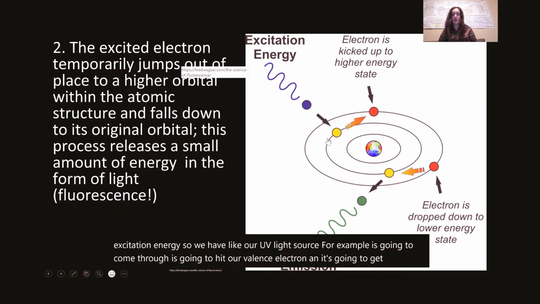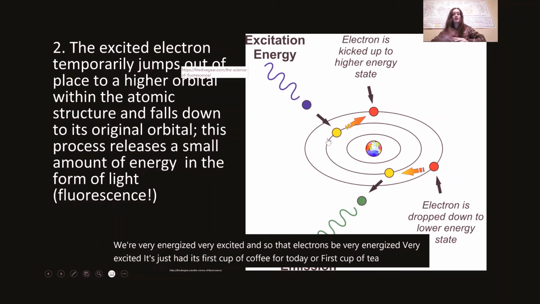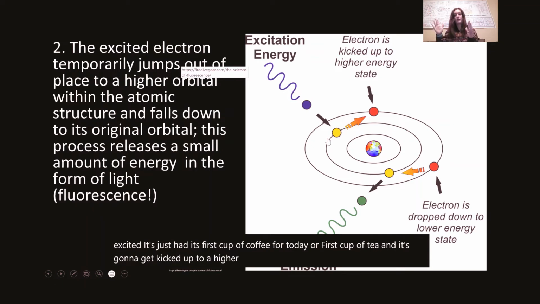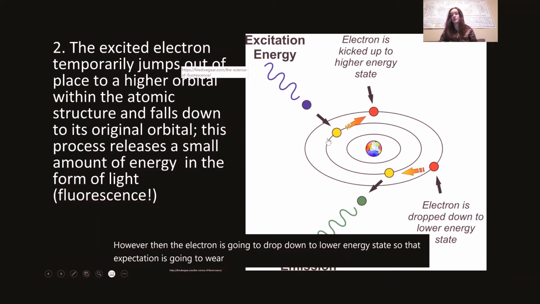It's almost like when we have a sugar high or a caffeine high, we're very energized, very excited. And so that electron's going to be very energized, very excited. It's just had its first cup of coffee or first cup of tea, and it's going to get kicked up to a higher energy state because now it's really excited. However, then the electron is going to drop down to a lower energy state, so that excitation is going to wear off, kind of like our sugar crash or our caffeine crash.